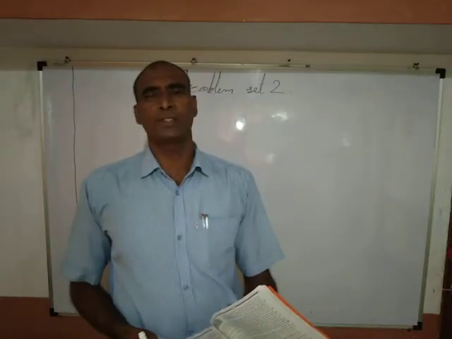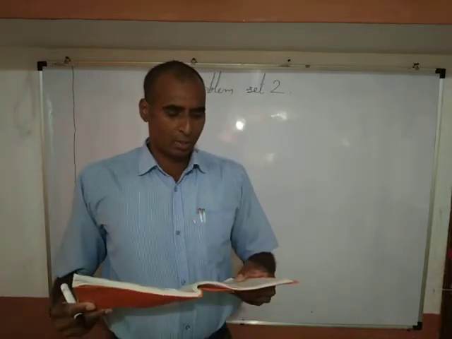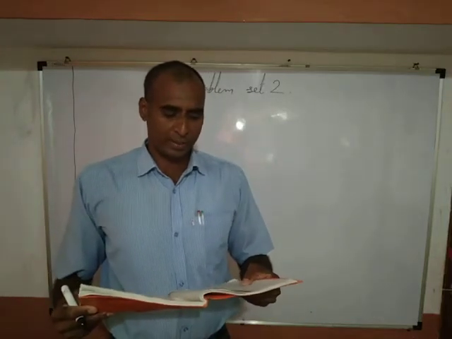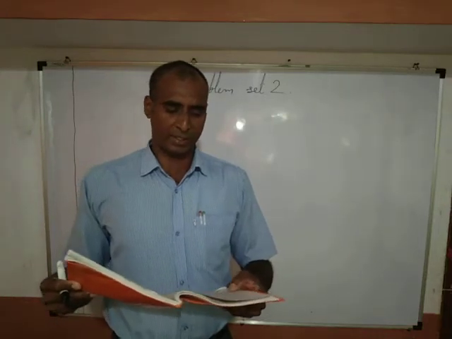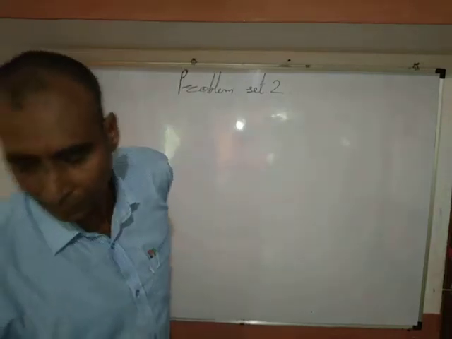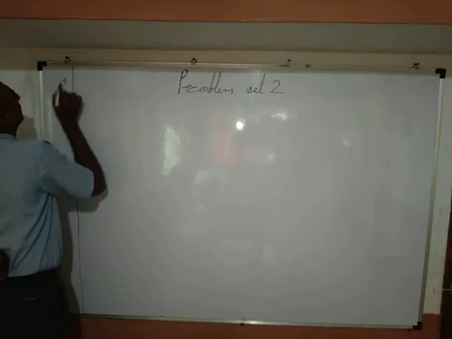Hello, let's see problem set second, question 9th. The sum of two roots of a quadratic equation is 5 and the sum of their cubes is 35. Find the equation. Question 9th. Solution.